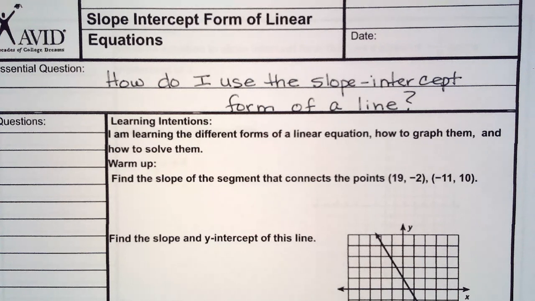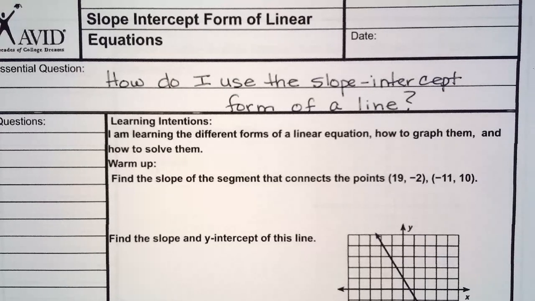We have started a unit over linear equations. So we've learned how to find the slope, and we've learned how to find the slope and the y-intercept from a graph. So today we're looking at the slope-intercept form of linear equations. Your essential question is, how do I use the slope-intercept form of a line? Your learning intention: I am learning the different forms of linear equations, how to graph them, and how to solve them.